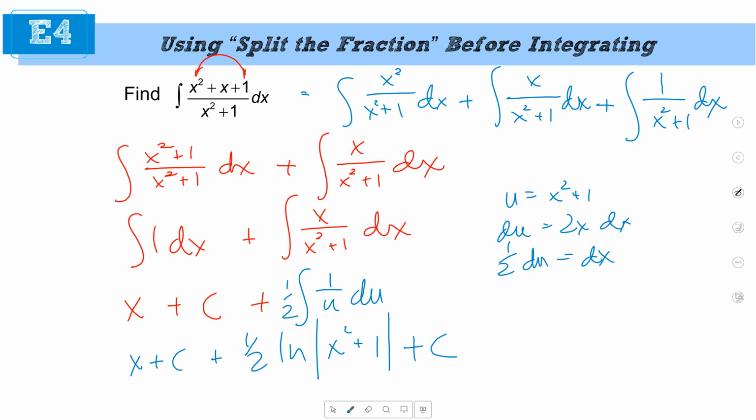2c. Thank you for those words of encouragement. What's c plus c? Not 2c. What's c plus c? Not c squared. A constant plus a constant equals another constant. C plus c is just c.